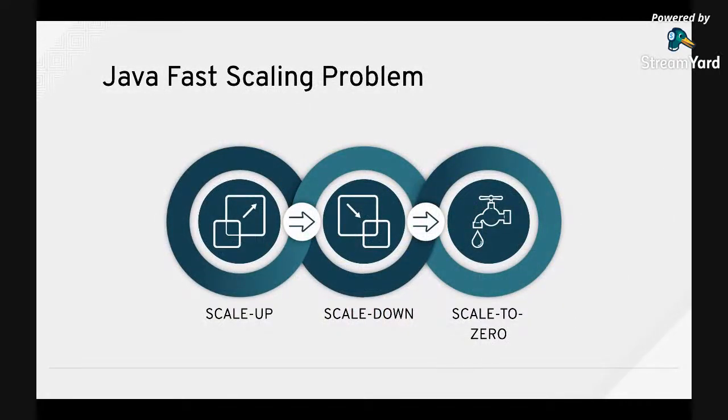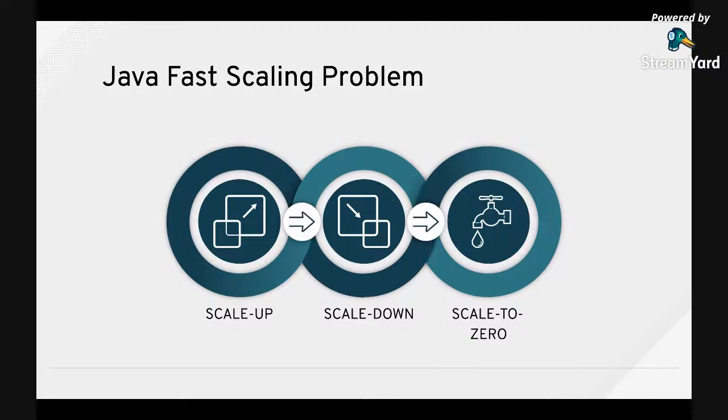Another problem with Java itself is that it has a scaling problem, in the sense that Java was built from a time where the idea was to bootstrap the JVM as a big process and keep it running for a long time, versus the modern approach, where you just run only when there's a demand for it.